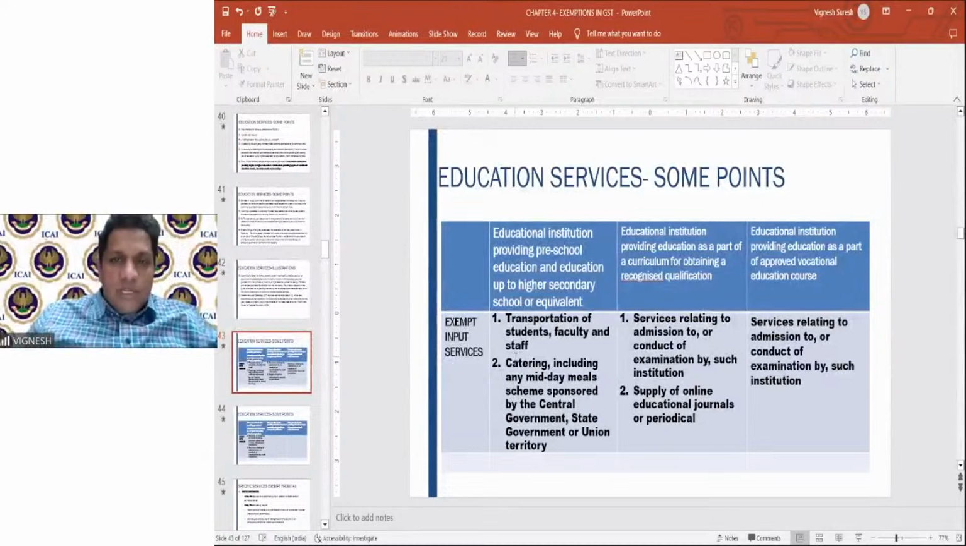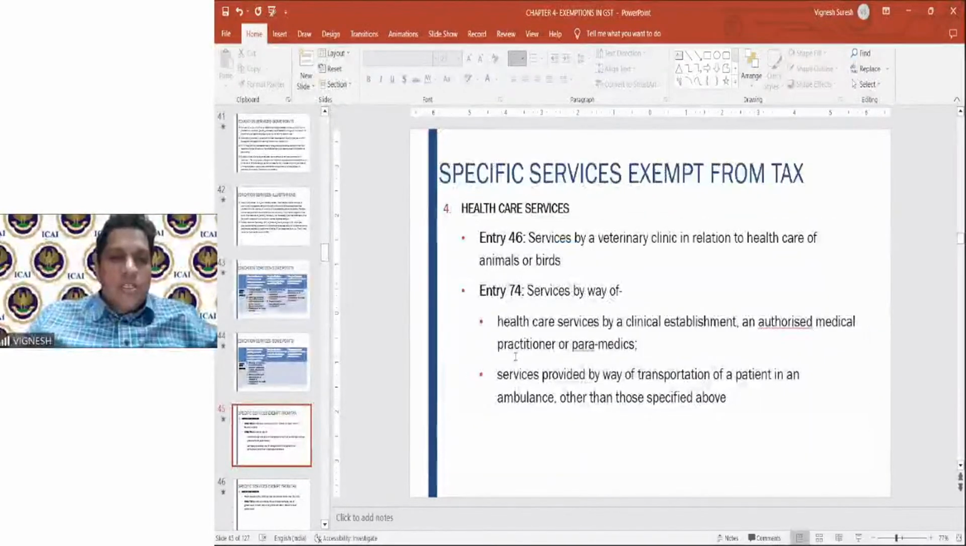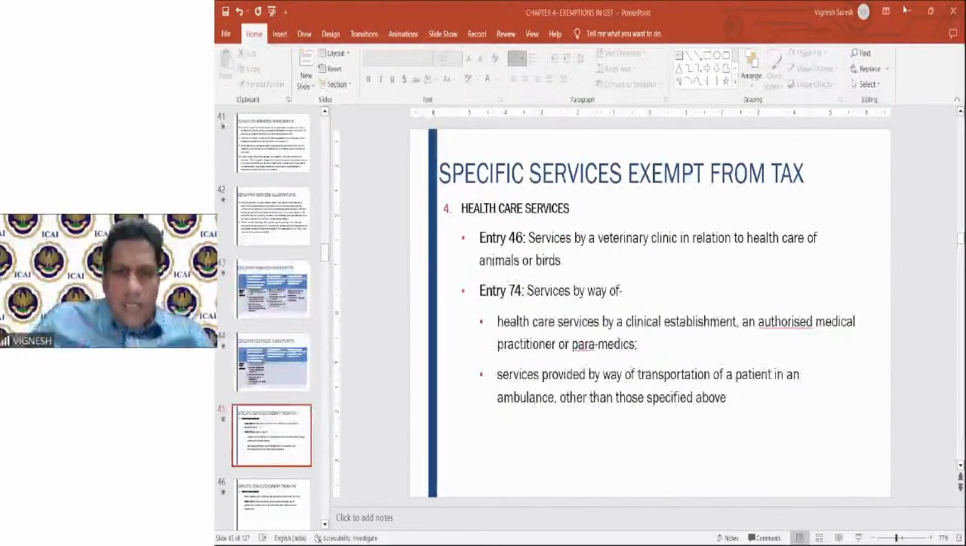If you see the exempt input services, it is not applicable to an education institution providing preschool education. It is applicable only to curriculum for obtaining the recognized qualification, that is only the degree courses. So that is why it is not exempt. Because for Little Kids, online education journals are taxable. It is not given in the list. I hope it is clear. If it is not clear, let me know, I'll again explain.